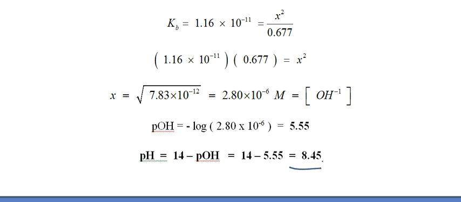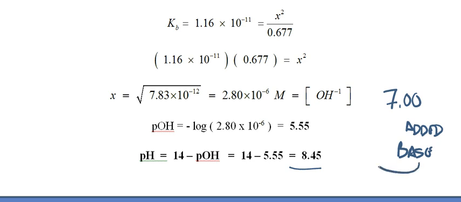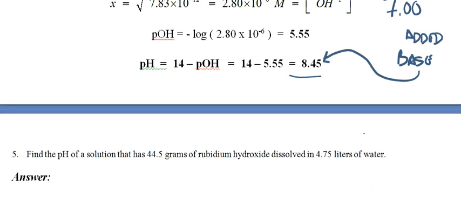Now do notice this, that the pH did start off at 7 when you added a base. Okay, and this is really important. This is a real quick check. When you add a base, should the pH go up or down? It should go up, because that indicates that the solution is becoming more basic.